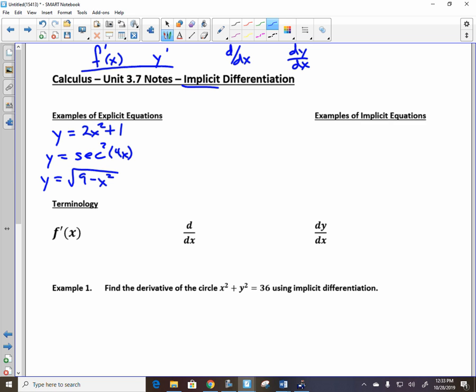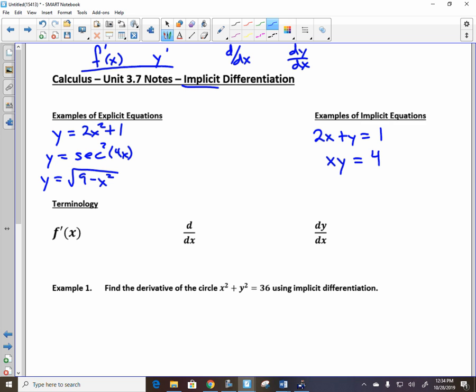Examples of implicit equations. Implicit equations are ones where you don't have y directly solved for. So for example, 2x plus y is equal to 1. Now you would say, no big deal, Mr. Gens. I'll simply subtract the 2x over, and then y will be solved for. Okay, well that's great. Well, suppose you have, say, xy is equal to 4. So now it's x times y.